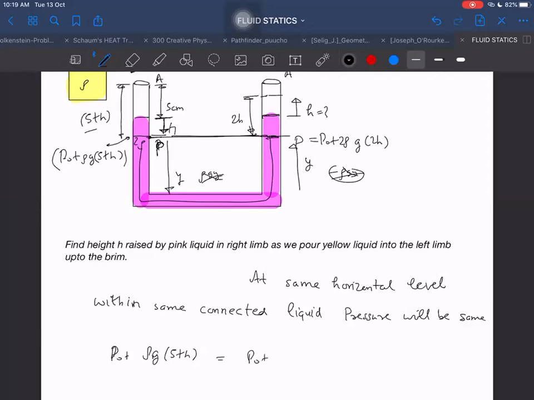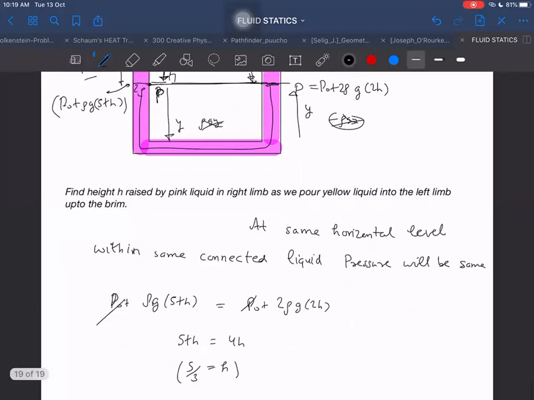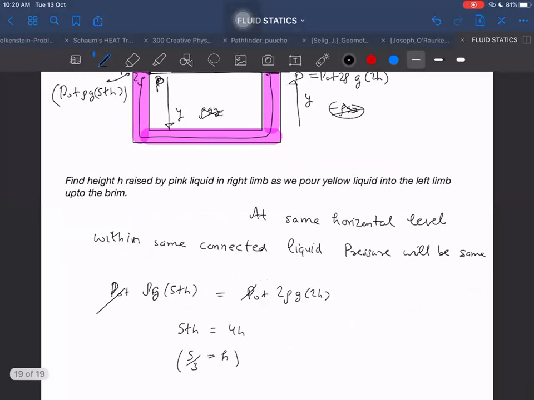P naught plus 2 into 5/3 rho into g into 2h. P naught cancelled, rho g cancelled. 5 plus h is equal to 4h. So h equal to 5/3. Somebody said 5/3, I think. Yes, sir, that was right. You said it right, so it is 5/3, not 5/2.